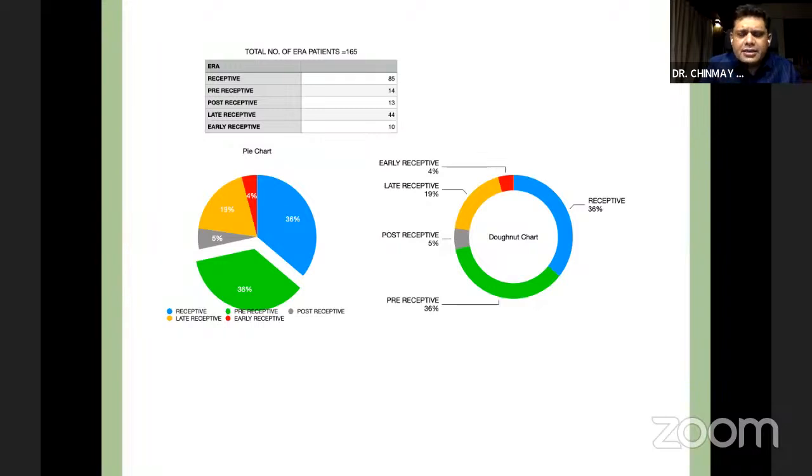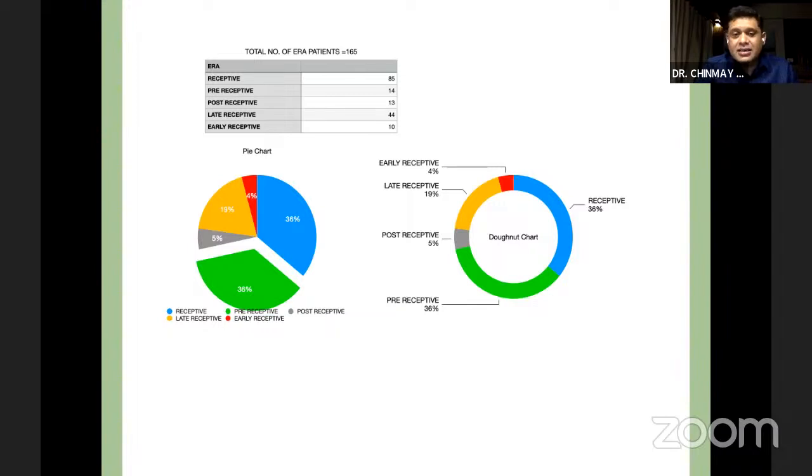Now, if you look at it, here the receptivity is the blue color. You get around 36% of patients receptive. What do we always tell our patients? The success rate of IVF is 30 to 40%, right? That is where you get 30 to 40%. The rest are pre-receptive, post-receptive, early and late receptive.